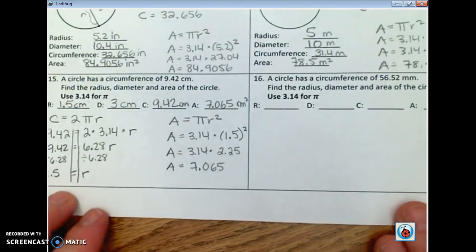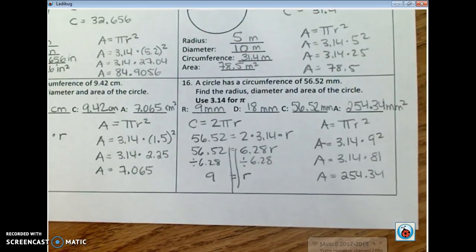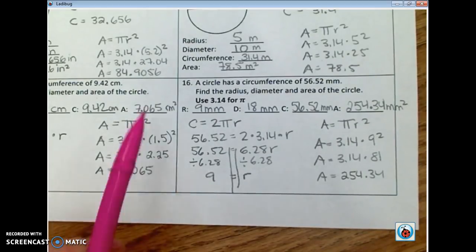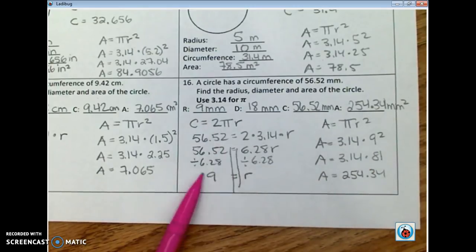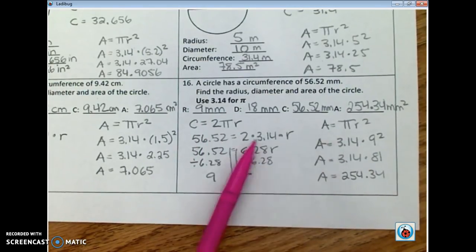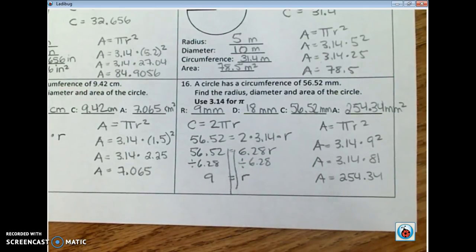Okay, your turn to try number 16 to wrap it up. All right, guys, that is it for this video. Go ahead and pause and double check your work. Always check, do you have the correct units there? Do you have the correct showing of work, starting with the formula, showing substitution, and showing your step-by-step math?